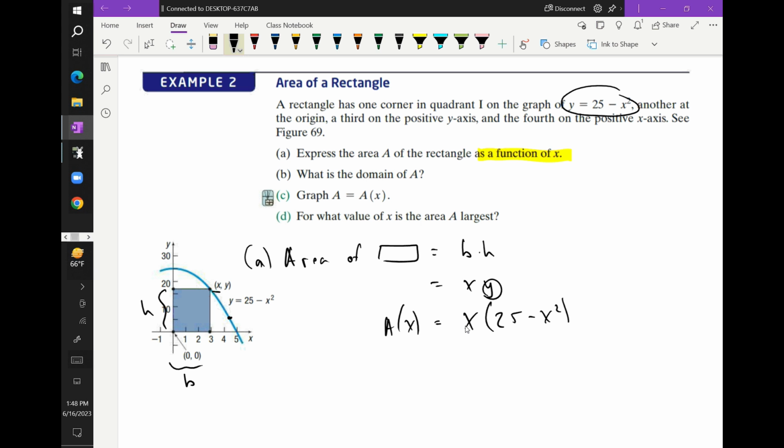Now, as we finish up the rest of this, we can go on to letter B here. What's the domain of A? Okay, so there's our area function. If we wanted to, we could expand that out or distribute the x and say that it is 25x minus x cubed. That's another way we could have written that function. Let's take a look at letter B, our domain.